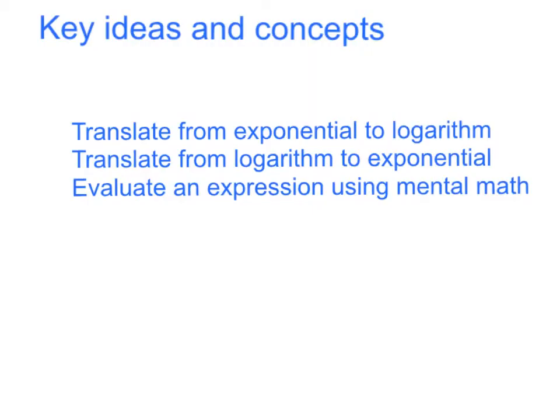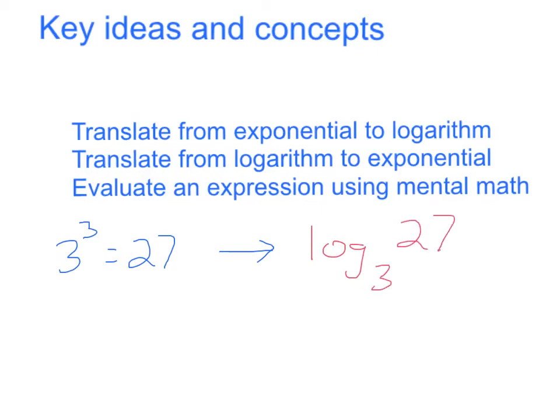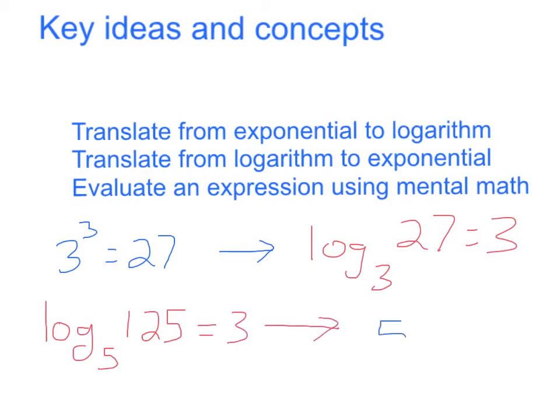The key ideas and concepts for this section are being able to translate from an exponential to a logarithm. So if I gave you 3 to the third equals 27, you should be able to translate that to log base 3 of 27 equals 3. We should also be able to work backwards, so if I said log base 5 of 125 equals 3, you would be able to translate that to 5 to the third equals 125.